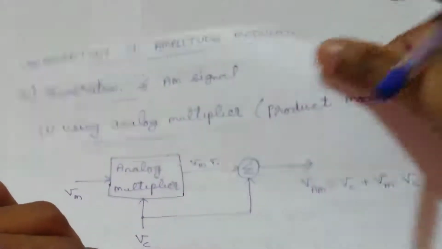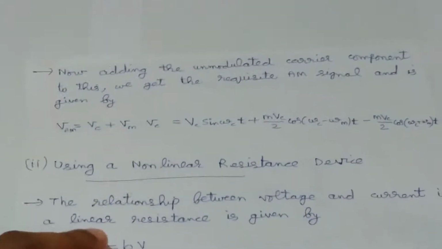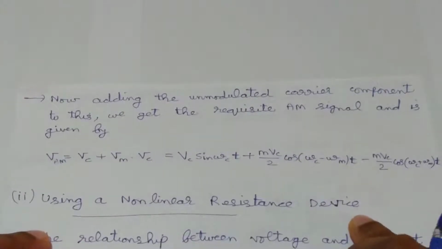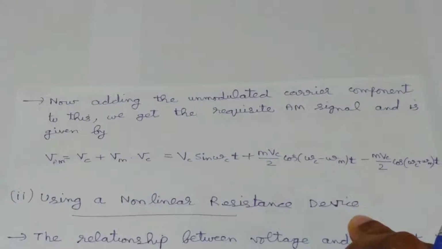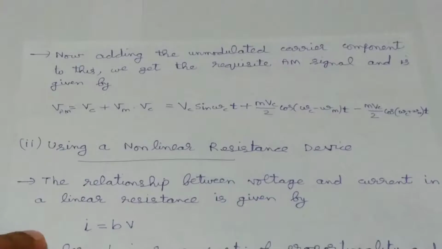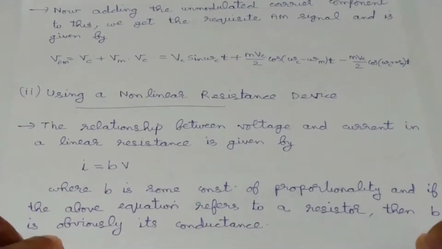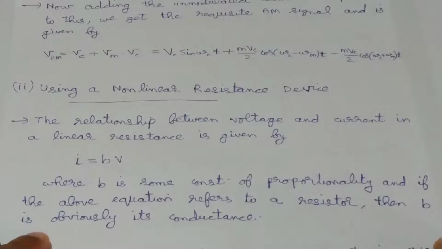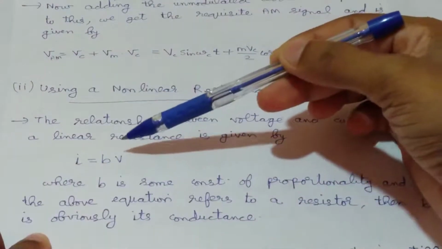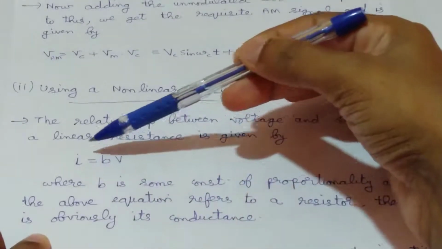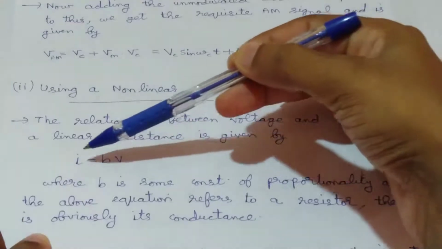Okay. Now we are going to consider the second method for the generation of amplitude modulated signal, and that is by using a nonlinear resistance device. Before going to the modulator circuit, let's first consider the case of nonlinear resistance. We know the relationship between voltage and current in a linear resistance is given by I is equal to B into V, where B is some constant of proportionality, and if the above equation refers to a resistor, then B is obviously its conductance, because we know current is equal to conductance into voltage.